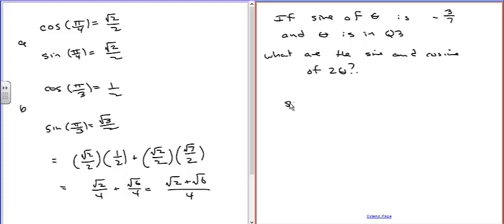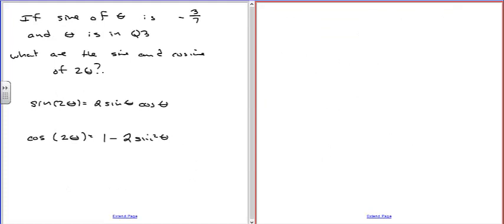So let me just write out the formula. The sine of 2 theta is 2 sine of theta cosine of theta. And the one that I'm going to use for the cosine, it doesn't really matter which one you use, is going to be 1 minus 2 sine squared theta. So that's one of the three. Whichever one you use is going to work out. So to be able to plug it in, we need to know what the cosine is, because we know the sine of theta is -3/7.